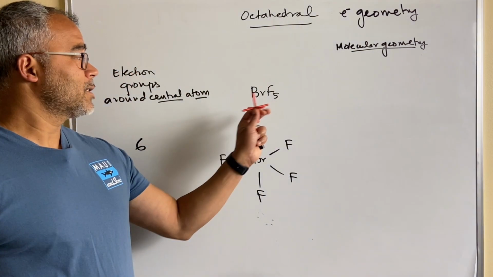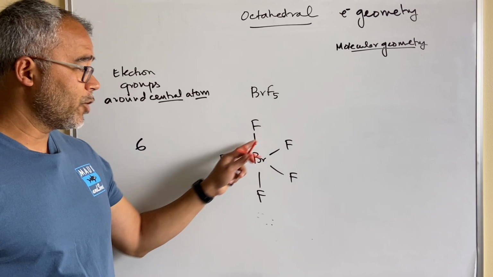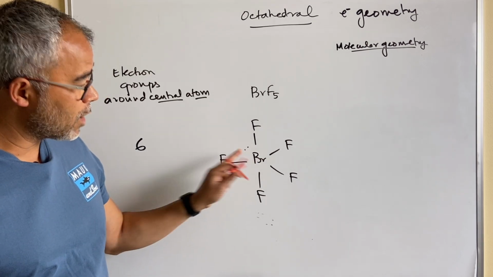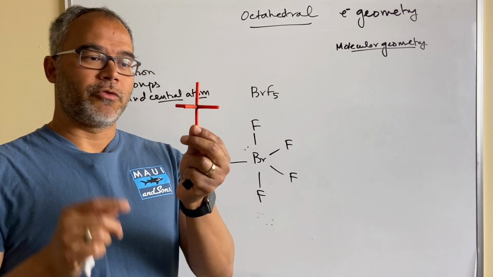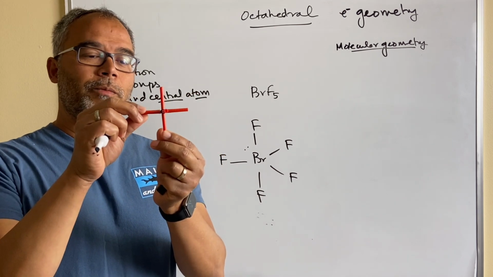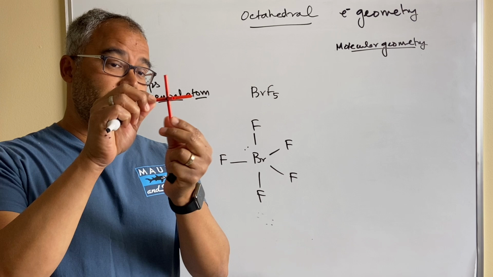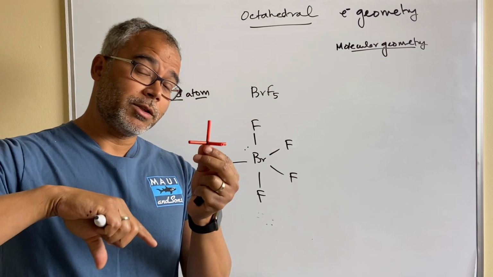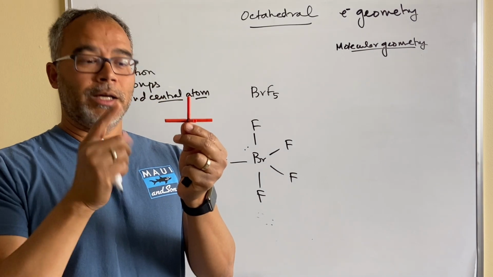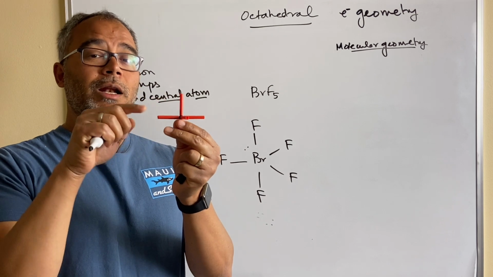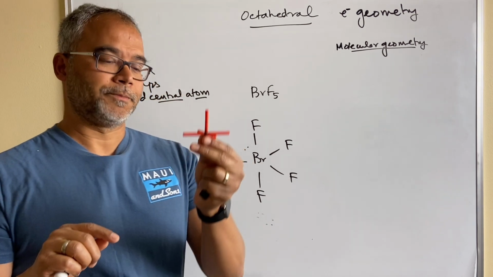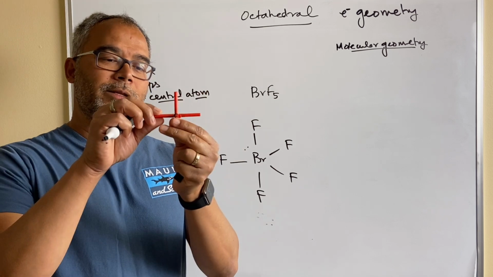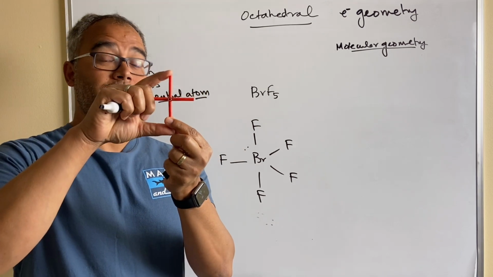Let's take a look at another example, BrF5. Notice carefully, you still have 6 electron groups, but one of them is a lone pair. So just like we discussed in trigonal bipyramidal geometry, if you had to remove a lone pair, you will probably remove them from the equatorial positions. Now it's more important in bipyramidal than in octahedral, and the reason for that is because in bipyramidal, the bond angle between the equatorial bonds was greater. In this particular case, the bond angle is actually the same, whether it's axial or equatorial.